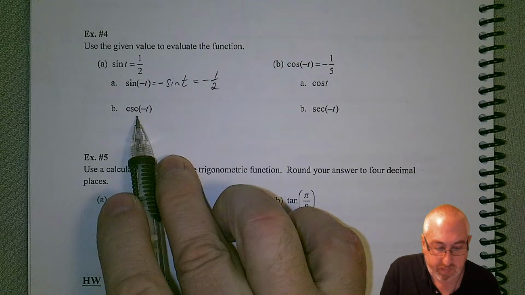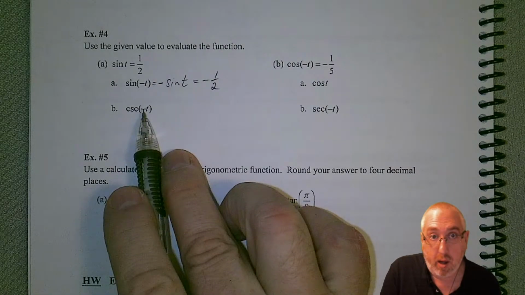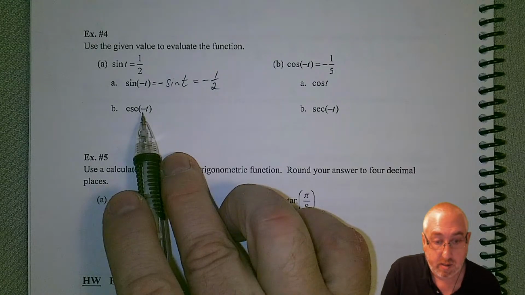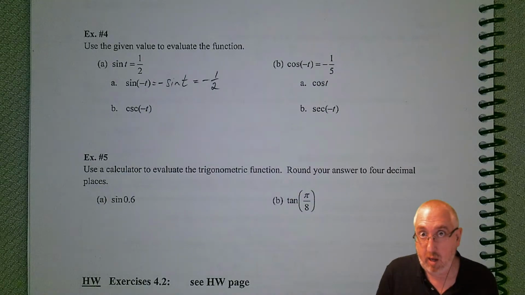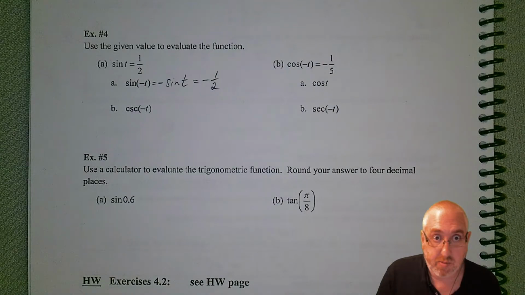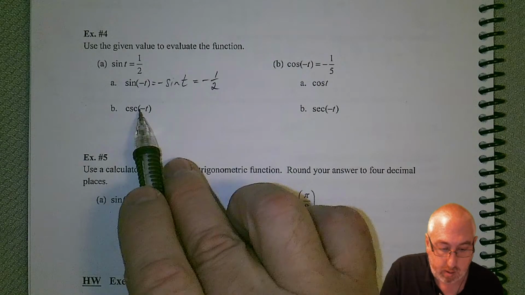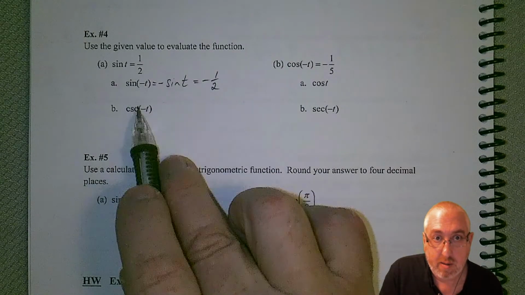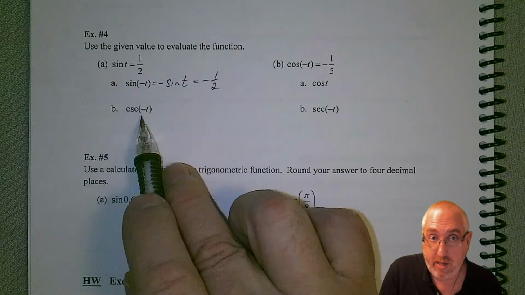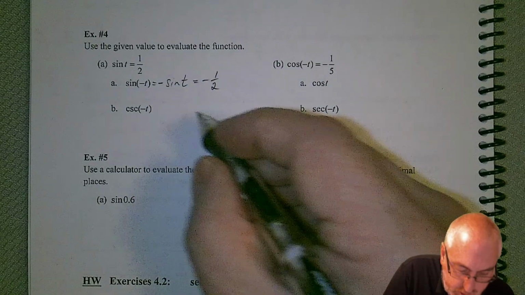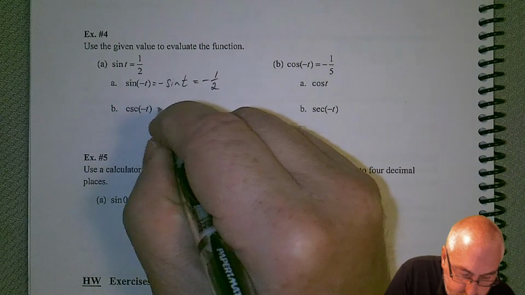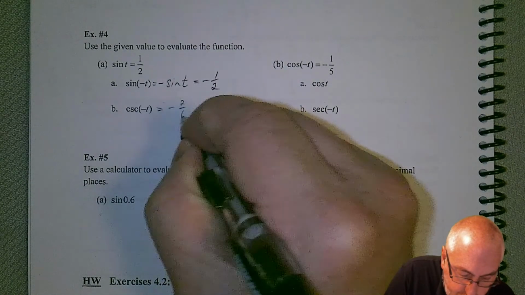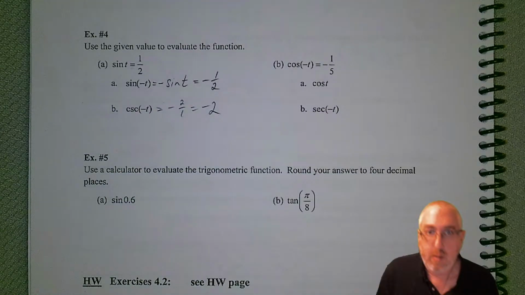Cosecant of negative t, well, we could tackle this a couple of different ways. We could use the even odd formulas on the previous page, or how are these two trig functions related? They're reciprocals, right? So we could easily say that this is negative 2 over 1, which is negative 2. And we're done.